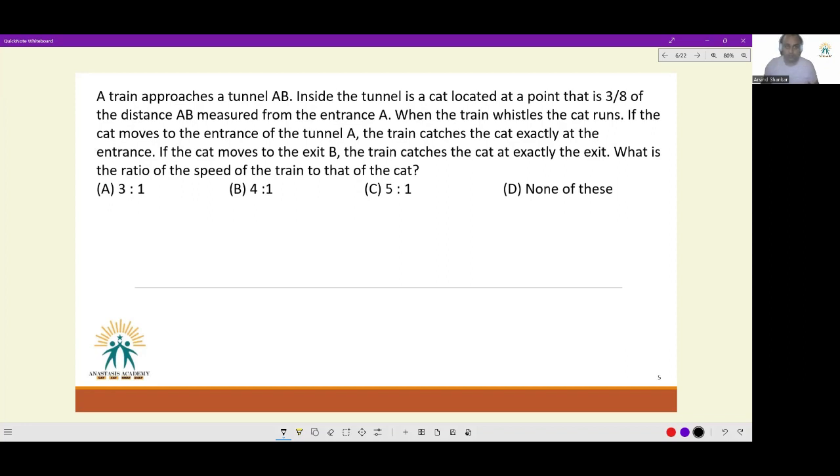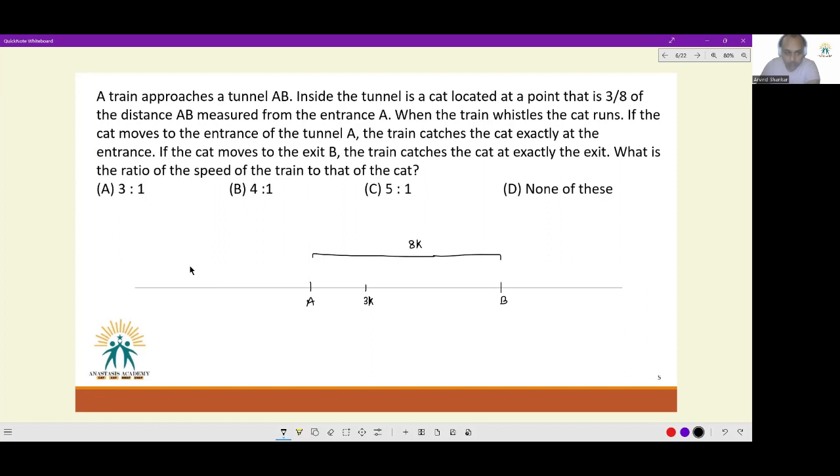Okay. Next question. A train approaches tunnel AB. Inside the tunnel is a cat located at a point that is 3 by 8 of the distance AB, measured from entrance A. So let's say this is the start of the tunnel A, B is the end, and if this entire distance is 8k, the cat is at the 3k spot.